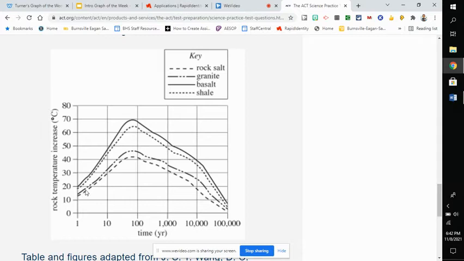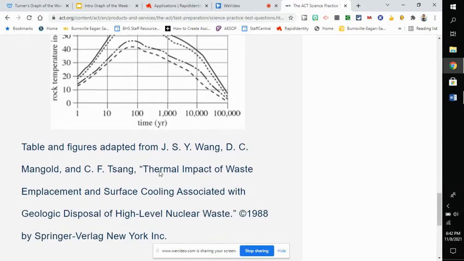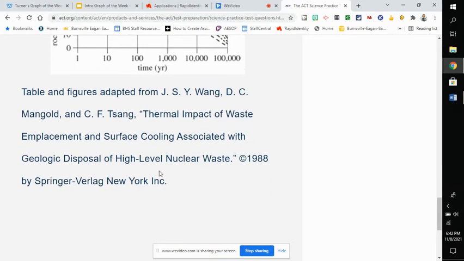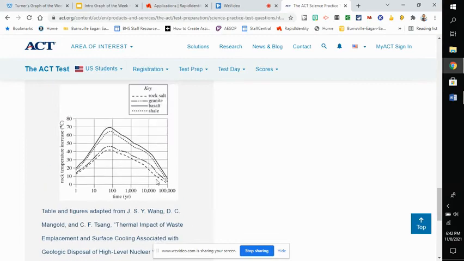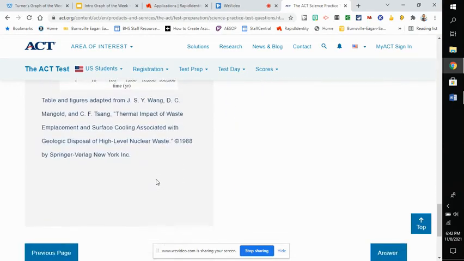Okay, it starts off here, and it looks like it peaks, and one of them goes really high to 70 degrees Celsius. That's, if we look up our key, basalt. The next one is shale. The next one is granite, and the bottom one is rock salt. Okay, I'll zoom back out. Let's leave it at those two graphs for now.